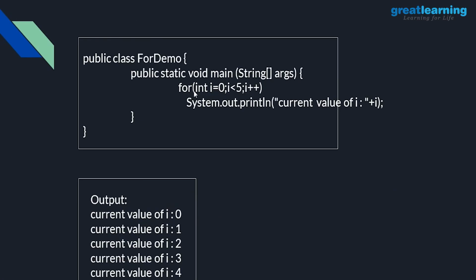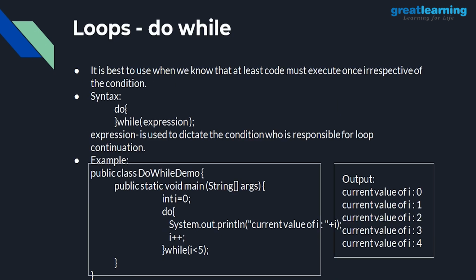So for loops, this is the demo which I have already explained to you, right? This is the for loop. Then we print the current value of i, then all the values of the output are shown on the screen, right? 0 1 2 3 4. Done. Cool. Now the do while.